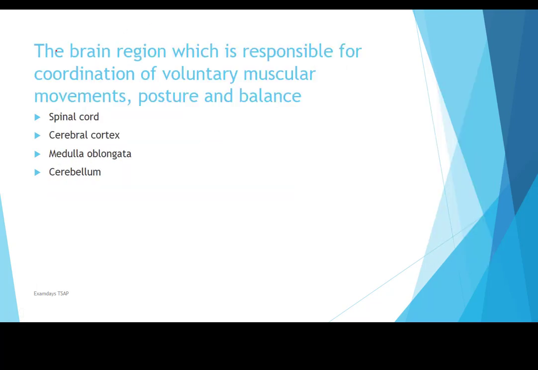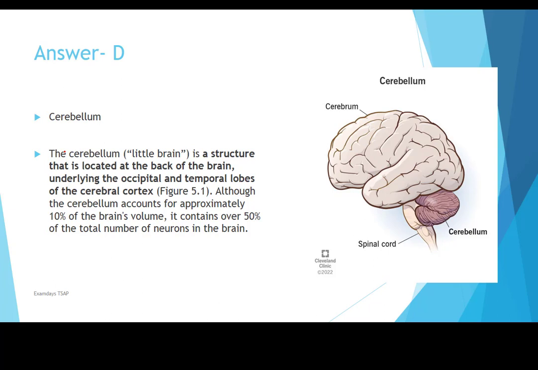The brain region which is responsible for coordination of voluntary muscular movement, posture and balance. These are your options: A. Spinal cord, B. Cerebral cortex, C. Medulla oblongata and D. Cerebellum. The correct answer is going to be option D, cerebellum. Okay, so we can say cerebellum is the correct answer.